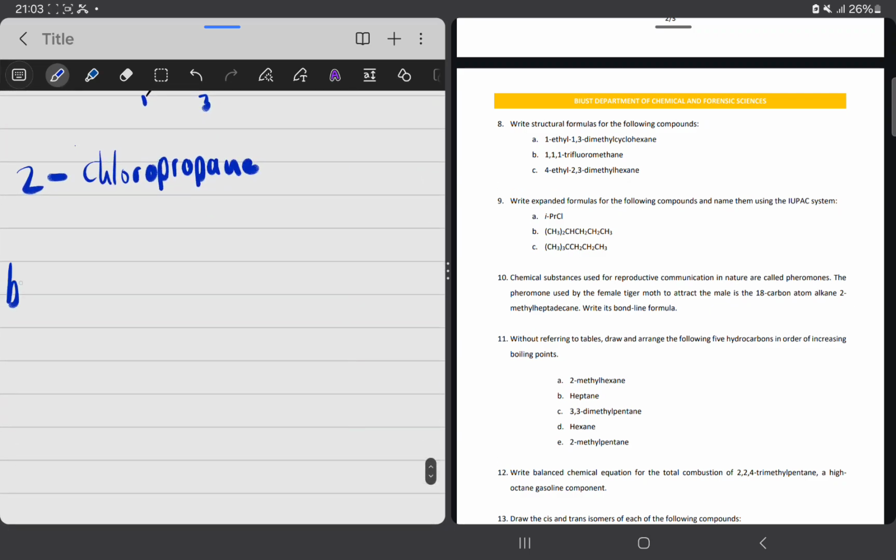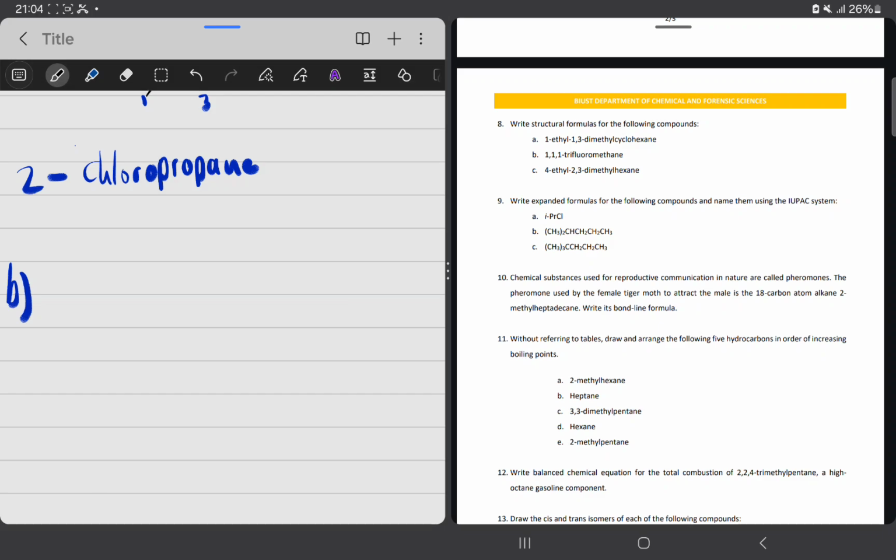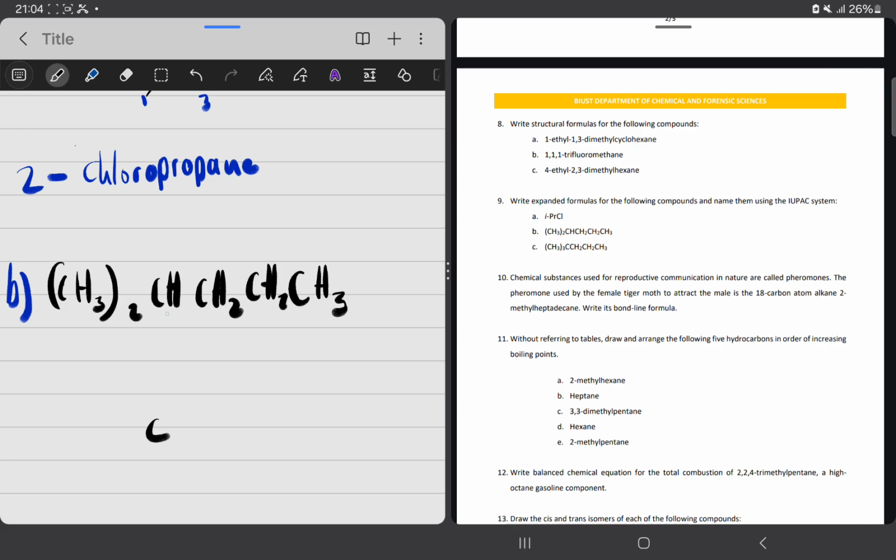How easy is this? Very, very easy. Now we can do part B as well. Let's see what it says. It says you have 2 CH3 bonded to a CH, bonded to a CH2 and a CH2 and a CH3. So what do we have now? First we have this CH here. It has 2 carbons and a hydrogen.